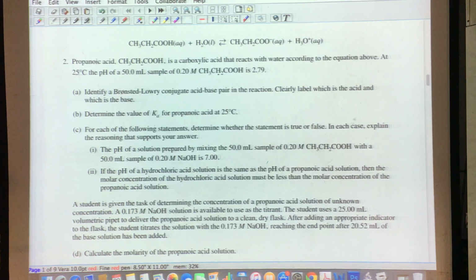Okay, here we go. So I did do the first problem of this. Part 1, I did post it. So I'm going to start with number 2. And my gosh, an acid-base question.